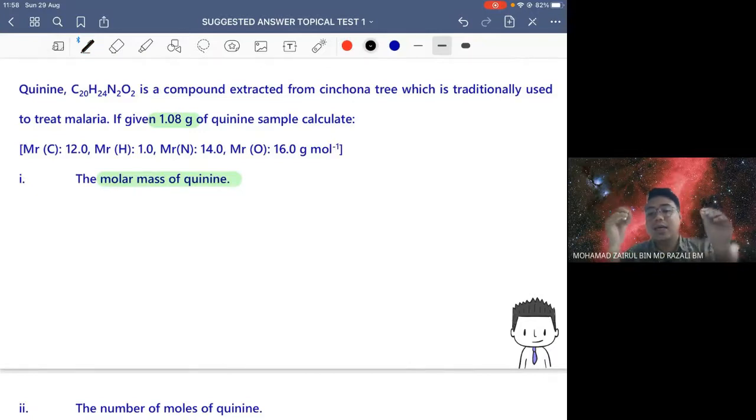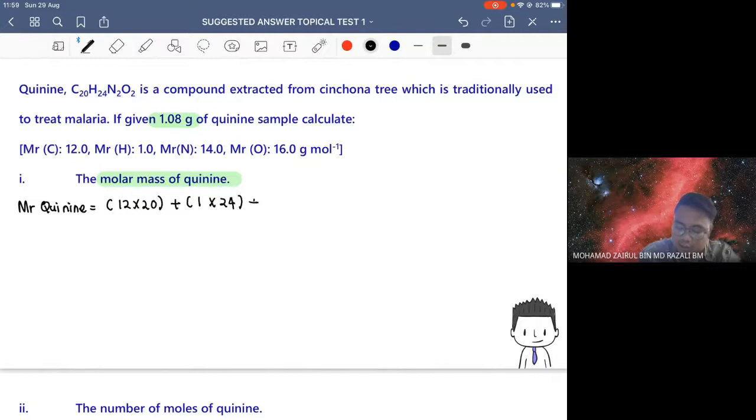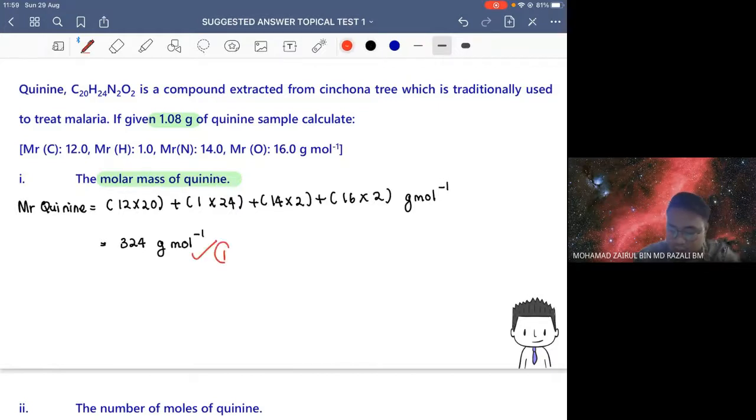Okay, to do the calculation, remember you must have a clear subject for the calculation. Because we want to find the molar mass, we write Mr, which is the molar mass of quinine. For the molar mass, you just add up the molar mass of each element. So given that the molar mass of carbon is 12 and we have 20 carbon. Molar mass of hydrogen is 1, we have 24 hydrogen. Molar mass of nitrogen is 14 and we have 2 nitrogen. Molar mass of oxygen is 16 and we have 2. So remember the unit of molar mass is gram per mole. So if you calculate, you will get the molar mass as 324 gram per mole. So for this you will get another 1 mark.